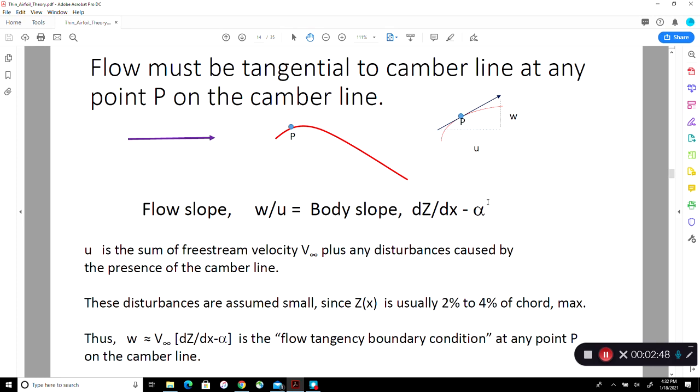Because the number is small, the u component of velocity is dominated by the free stream component of velocity, which is hundreds of meters per second, plus a small amount of disturbances, which is like tens of meters per second. So we neglect the disturbance velocity in preference to the free stream velocity. Therefore, we approximate this u by V infinity. That's why this exact boundary condition became this approximate boundary condition. So this is the boundary condition that applies on the camber line.